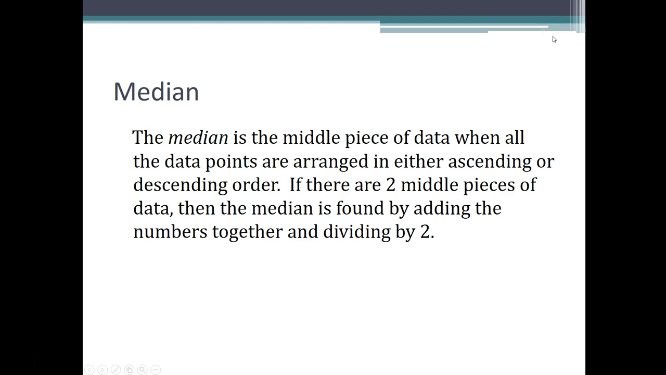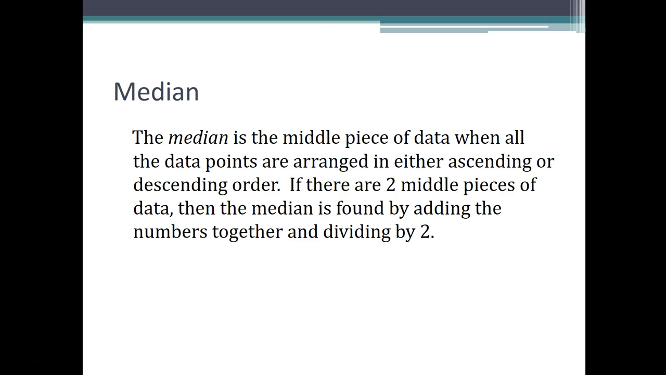All right, next one, median. The median is the middle piece of data when all the data points are arranged in either ascending or descending order. And that right there is the key that people forget. You have to put your data either from smallest to largest or largest to smallest. Then look for which piece of data is in the middle of all the numbers.